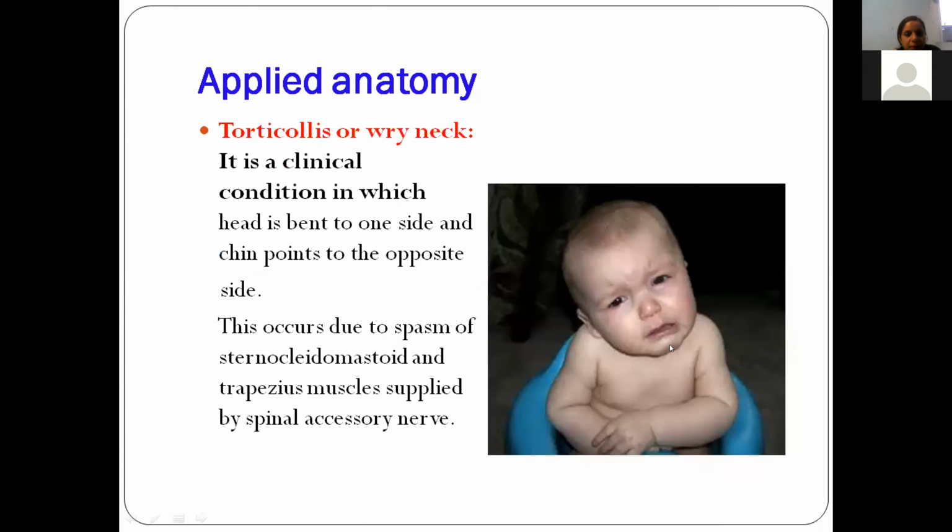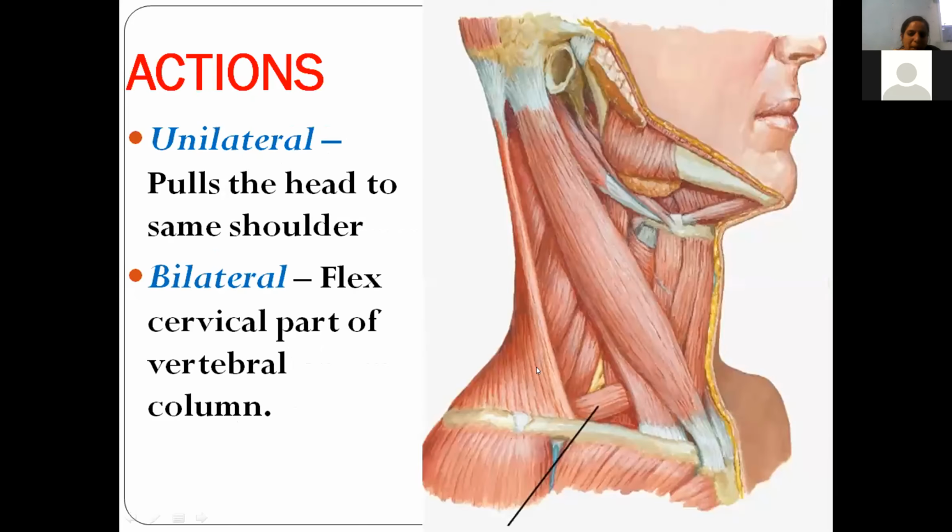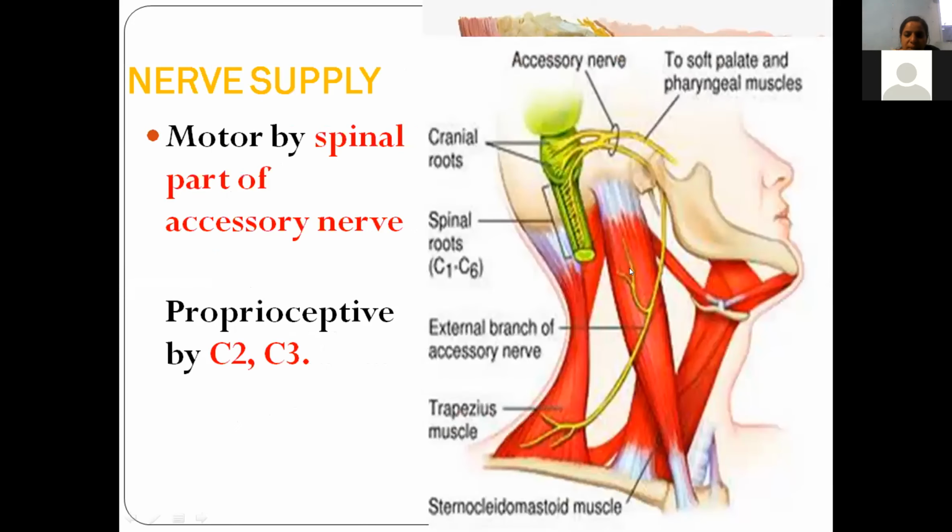That is the best example when you do it bilaterally. Then sometimes you will see, in small children, torticollis, a clinical condition where the head is bent to one side and the chin points to the opposite side. This occurs due to spasm of sternocleidomastoid muscle and trapezius muscle. Sternocleidomastoid is this and trapezius is this, and both muscles are supplied by the spinal accessory nerve.